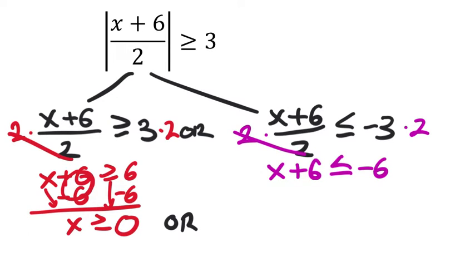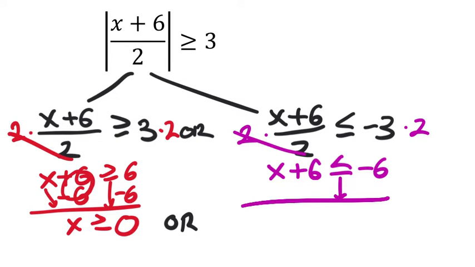Now, I should point this out. See on these 2 here, how we multiplied both sides by 2? If that by chance were a negative, I would have had to flip the signs. It wasn't, so we didn't have to worry about that, but understand that you may see that.